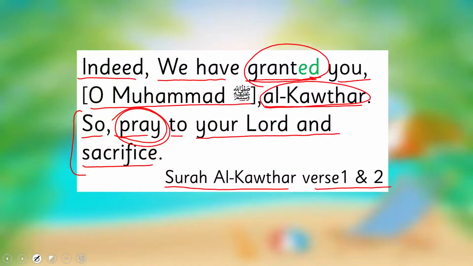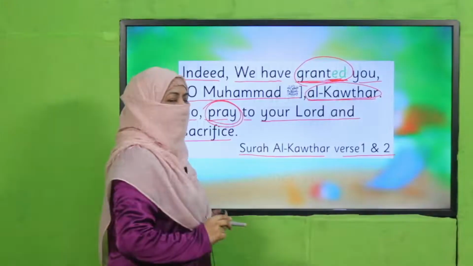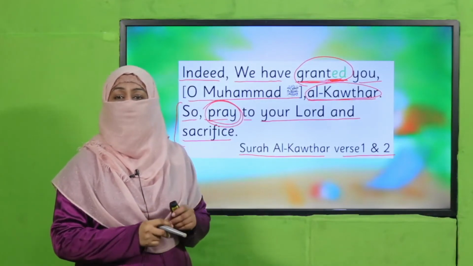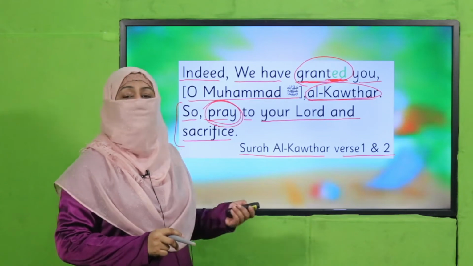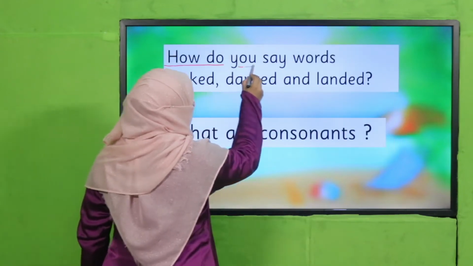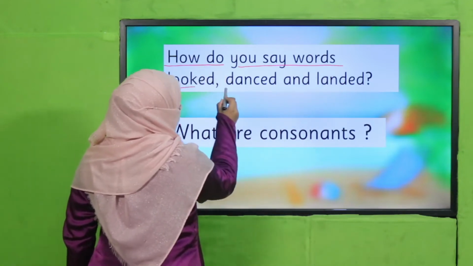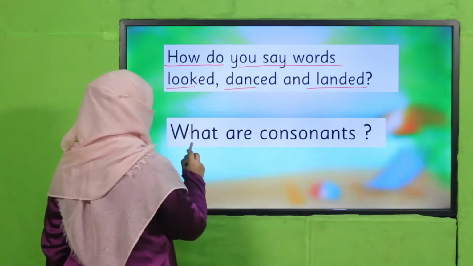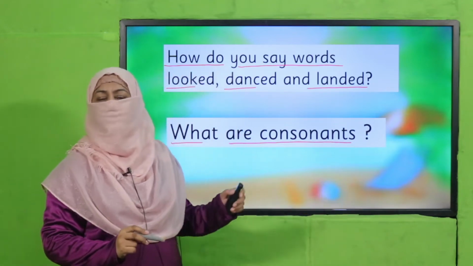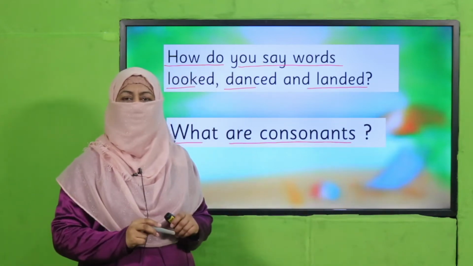Now look at this word. It is ending on ED. And how are we saying it? Granted, right? So this sound of ED is different. How do we find out how to pronounce this ED? This is what we are going to learn today. First, you tell me, how do you say these words? And what are consonants? Pause the video, answer these questions to your teacher and then come back.